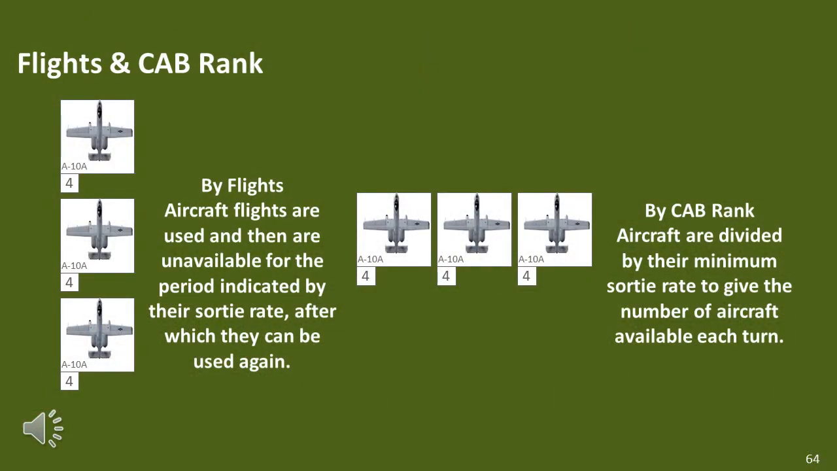Players can use their aircraft in one of two ways, by flights or by cab rank. By flights, the aircraft are organised into flights. The flights can be used in any order or number required, but after their use they are unavailable for a number of game turns equal to their maximum sortie rate. If a player is using cab rank, the aircraft are divided by their minimum sortie rate to give the number of aircraft available every game turn.